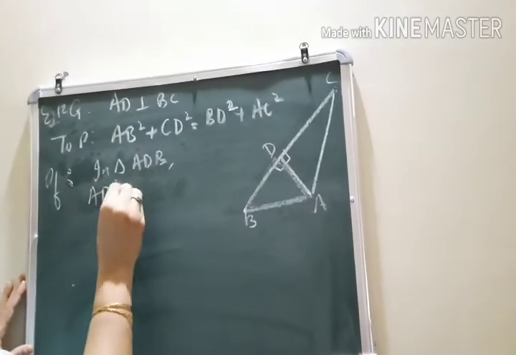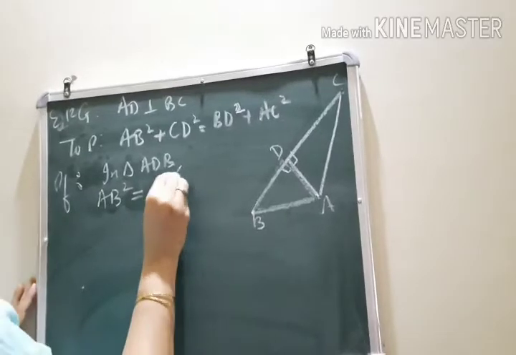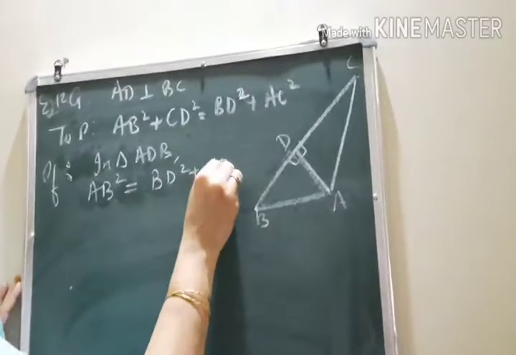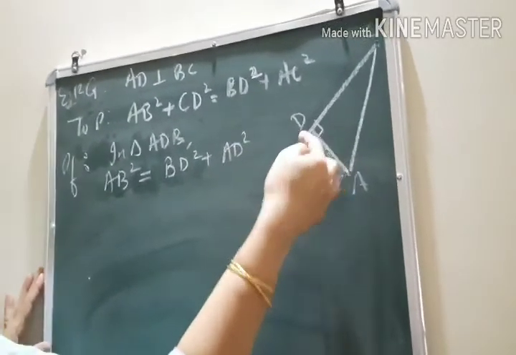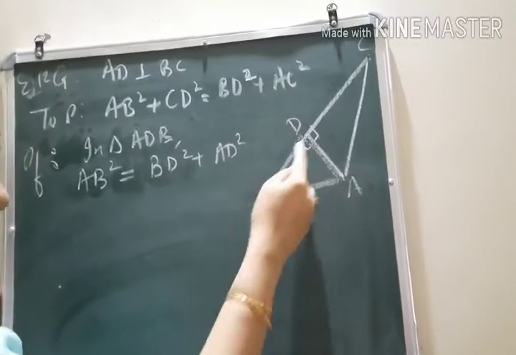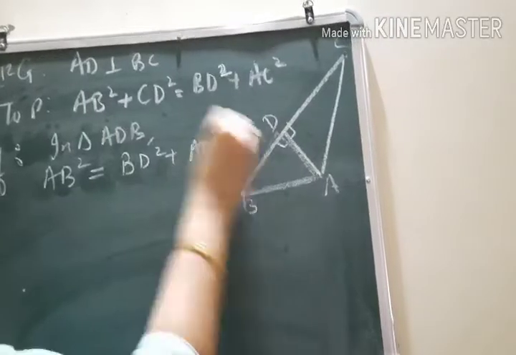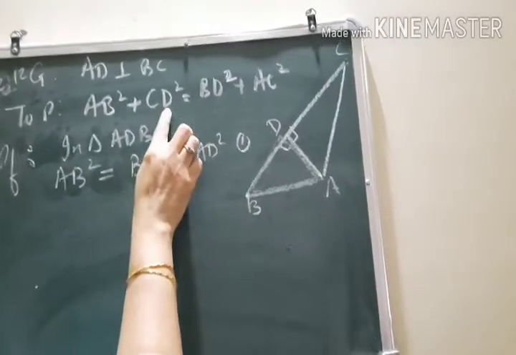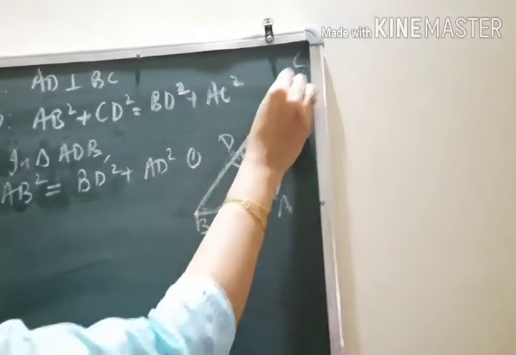In Pythagoras, hypotenuse square is equal to perpendicular square plus base square. As the 90 degree angle is there, the opposite side will be the hypotenuse. So this is your hypotenuse, perpendicular, base, right? Let it be 1. Then you need CD. Now CD square is this.